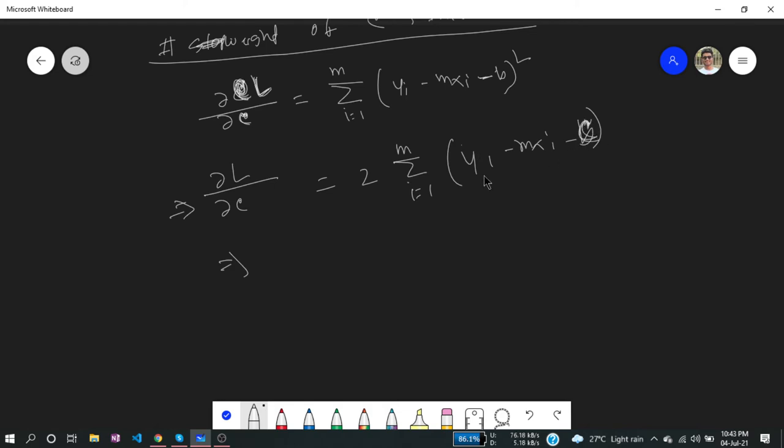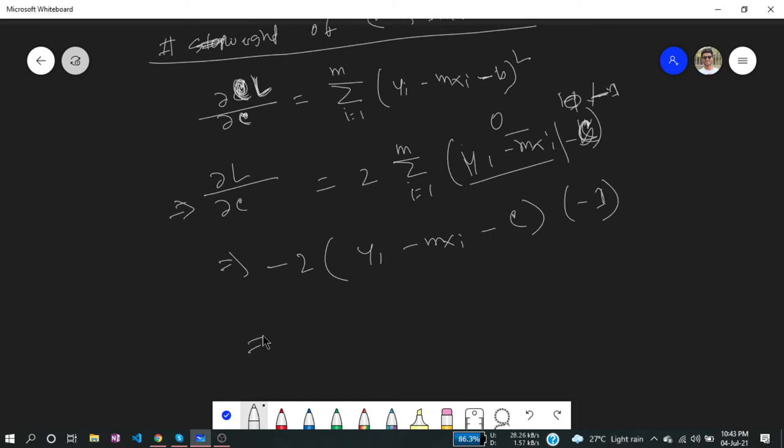Now if you calculate the derivative with respect to c, most of the terms would be zero, and it would be just minus one. So we can write minus two, yi minus mxi minus c, times minus one, because I have calculated this term as minus c.